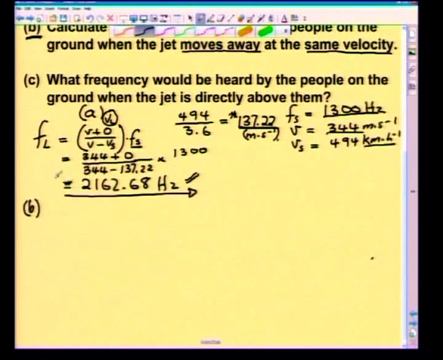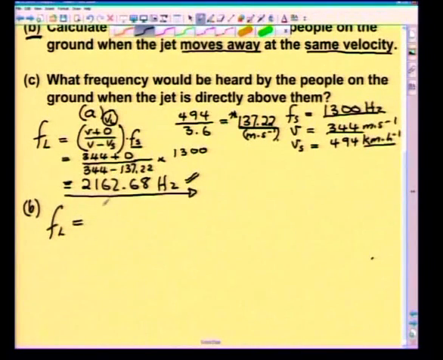We're going to use the same formula. So let me write it down. This time, the jet is moving away from the listeners. Now, if it is moving away from the listeners, we expect the observed frequency to be less than the actual frequency produced by the jet. So this means that this fraction here has to be smaller. For it to be small, the numerator has to be small, hence the minus. And the denominator has to be big, hence the plus here. All these must multiply the actual frequency.